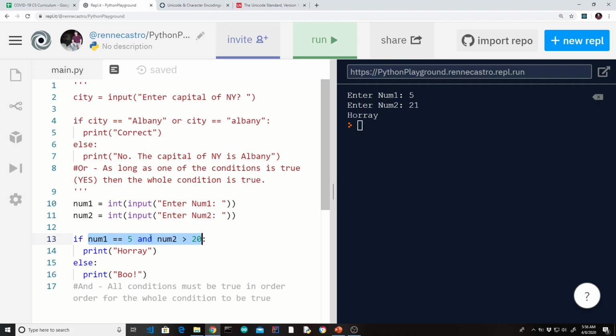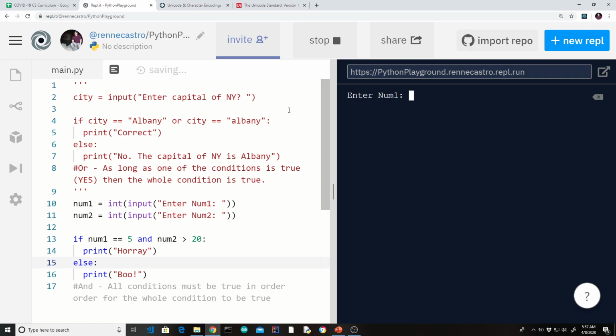Both these smaller conditions together. So the whole condition is actually composed of smaller conditions, smaller questions. So the big question is: is number 1 equal to 5 and is number 2 greater than 20? That's the whole question. The mini questions are, is number 1 equal to 5 and is number 2 greater than 20?